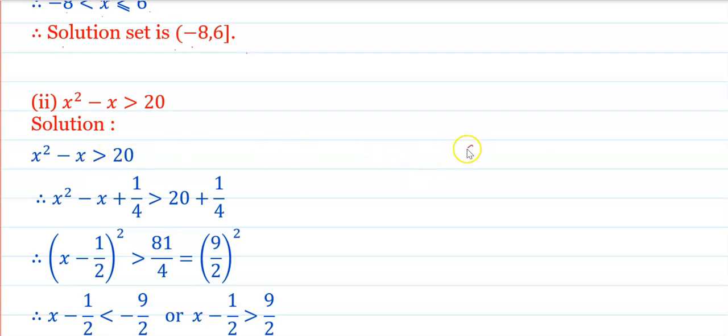That is, we will add on both sides 1 upon 2 into coefficient of x, that you have done in the 10th standard. Coefficient of x is minus 1. Okay, and here is minus 1. Add on both sides in bracket minus 1 upon 2 into coefficient of x, and its square, and that is equals to 1 by 4.